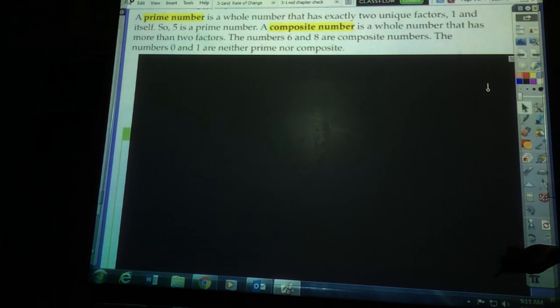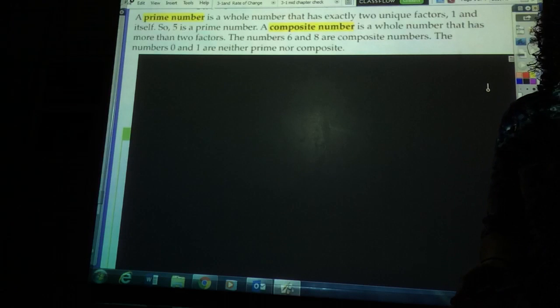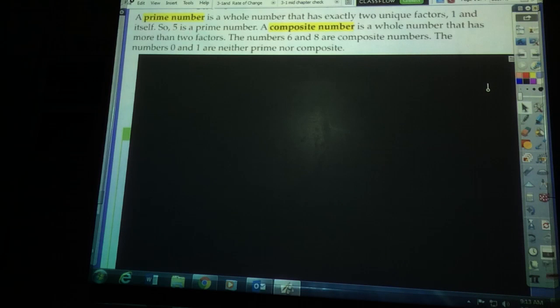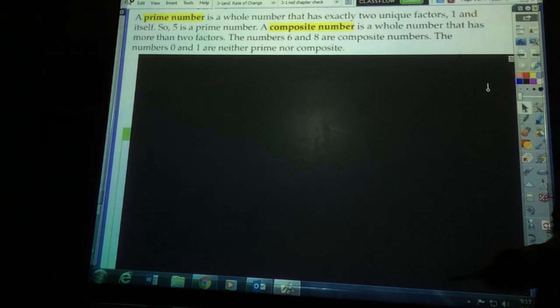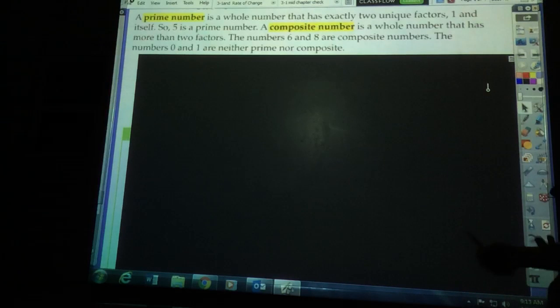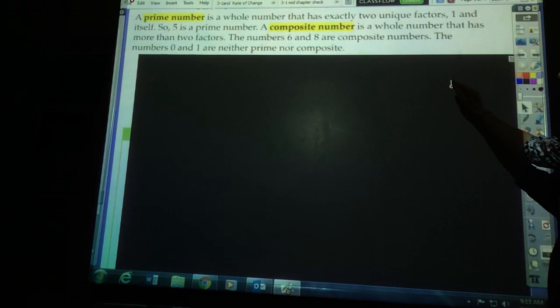0 is neither prime nor composite because it has no factors. There is no number that goes into 0. Same thing with 1. 1 is neither prime nor composite because it only has one factor. The only number that goes into 1 evenly is 1. In order to be prime, it has to have at least 2 factors. So let's take a look at some examples here in the chart.